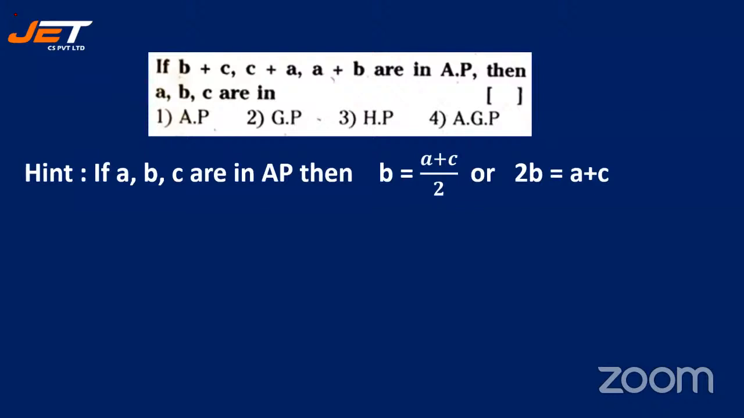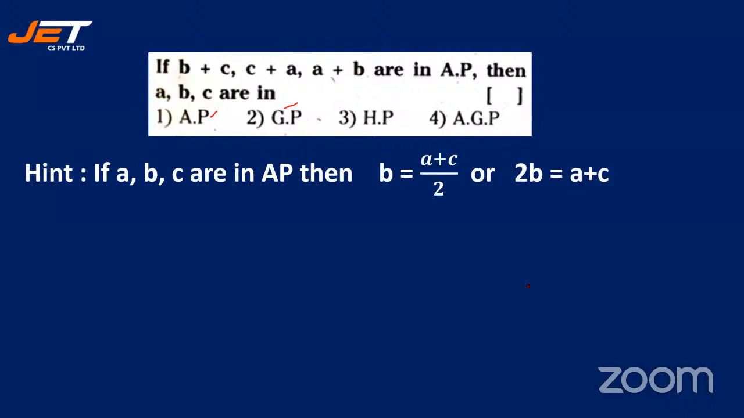If B plus C, C plus A, A plus B are in AP, then A comma B comma C are in dash. Is it AP? That is arithmetic progression. Is it geometric progression? Or is it harmonic progression? Or it is AGP. So for your syllabus, you have AP and GP and HP. We have still not covered. So let's see, you can give me the answer. So if A comma B comma C are in AP, then B should be equal to A plus C by 2 or 2B should be A plus C.